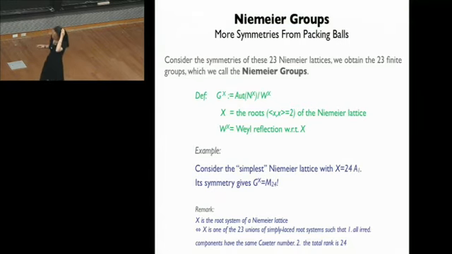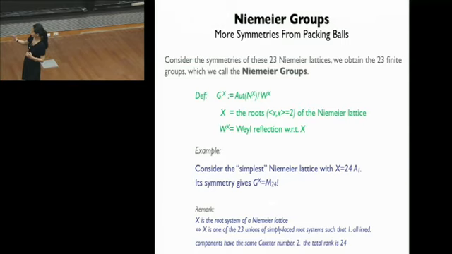And you can easily see that reflections with respect to these roots are necessarily automorphisms of the lattice. That is the obvious part, and it sits inside the whole automorphism group as a normal subgroup. So you take that part out, the boring part, and you are left with what we call the Niemeier group.